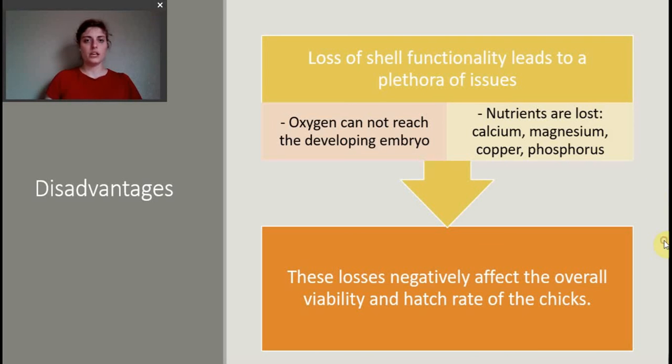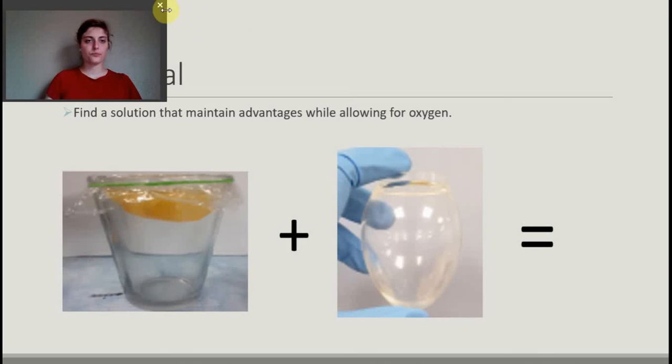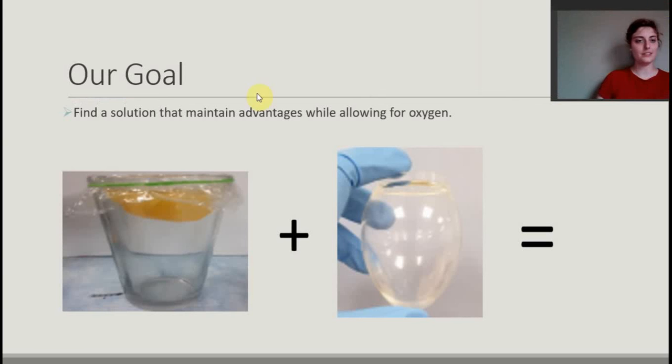So our hope is to create a solution that maintains the advantages of a simple Ex-Ovo culturing system, while also creating the ability for oxygen to go in and out freely, and rectify that problem of oxygen not being present.